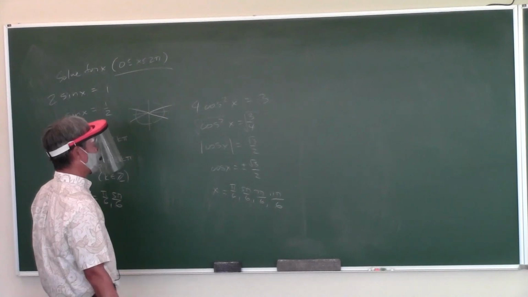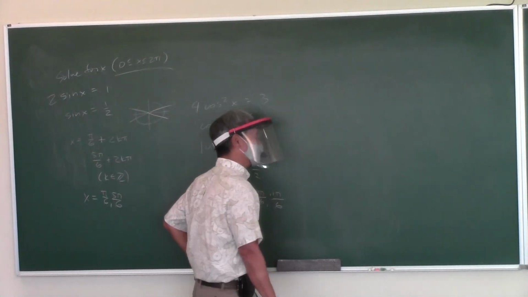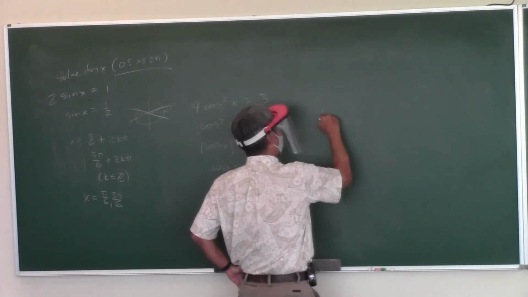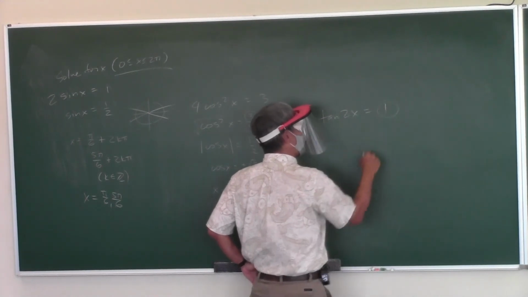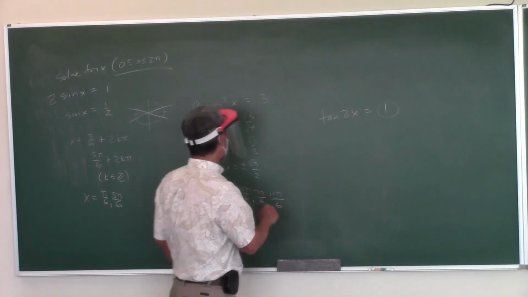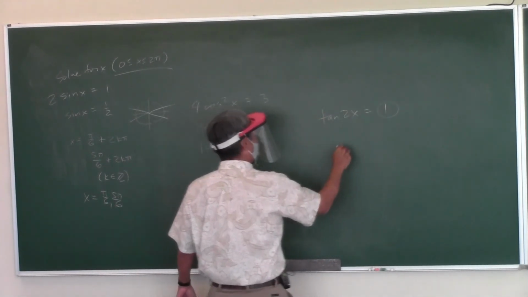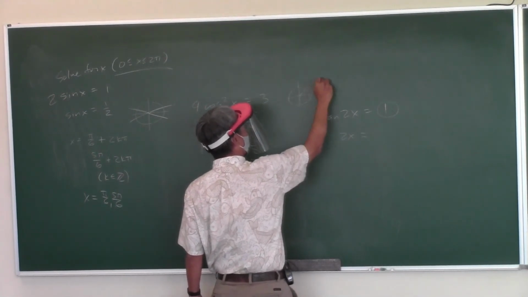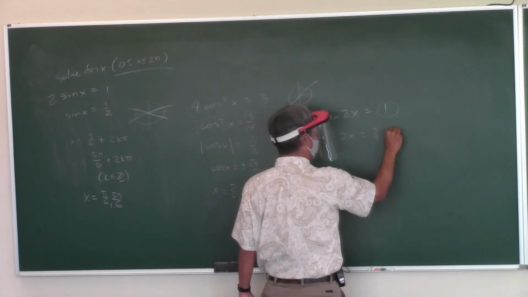Okay, we got 2 minutes left. I'll do one more example. Let's see if you guys remember anything. Tangent 2x is equal to 1. Now, is this a number I'm supposed to know for tangent? Where is tangent equal to 1? Where on the unit circle is tangent 1? Right there and there, right? Pi over 4 and 5 pi over 4.